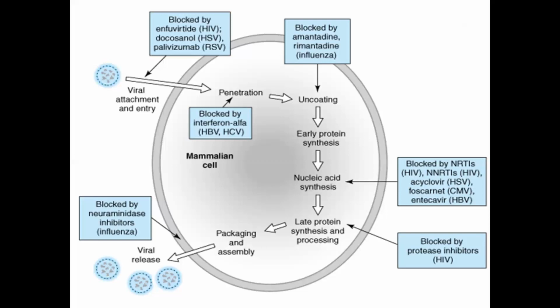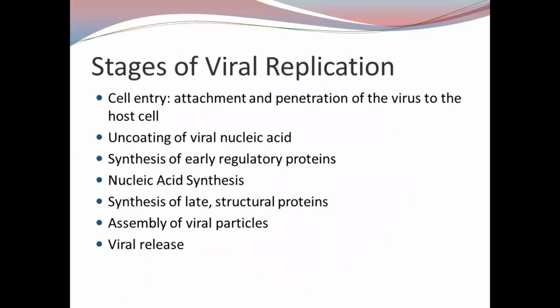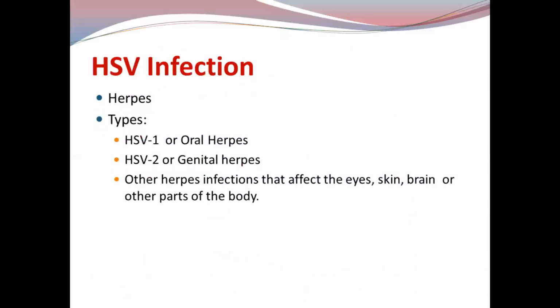For nucleic acid synthesis, so ito yung sa mga HIV, we give NRTIs, acyclovir, and entecavir. For protein synthesis inhibitors, yun nga, it prevents the synthesis and processing. Then, the viral release is blocked by neuraminidase inhibitors. Okay, so ito, very important. It summarizes it all. When we get in detail, i-highlight ko na lang ito.